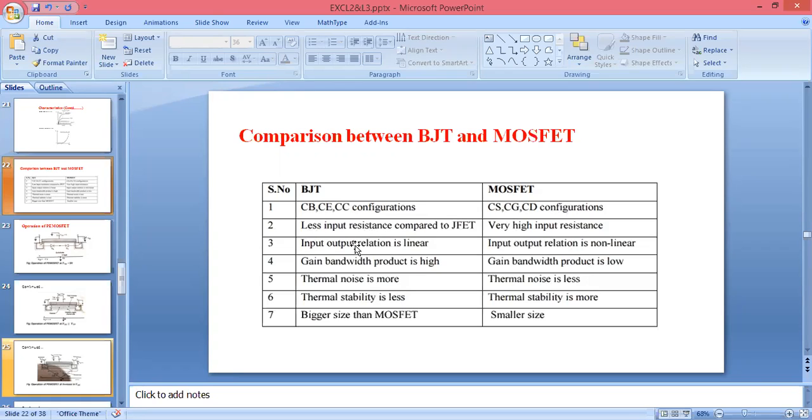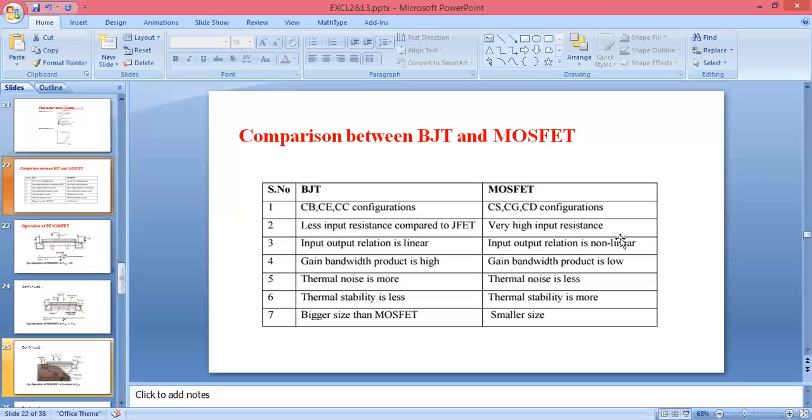Then here in BJT the input output relation is linear, but in MOSFET this input output relation is non-linear, because yesterday we have seen the operation of an N channel enhancement MOSFET. There we saw when we give VGS, firstly what will happen? We will get output current which will increase linearly. After that we will get current increasing for some time, and we call this region the linear ohmic region or triode region.